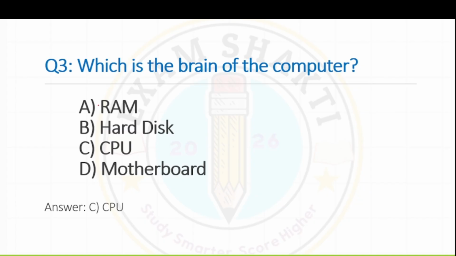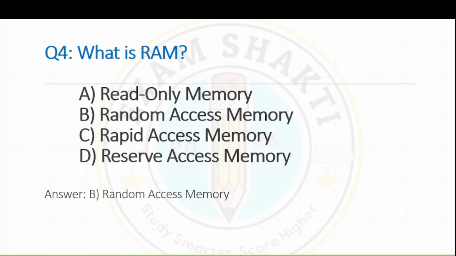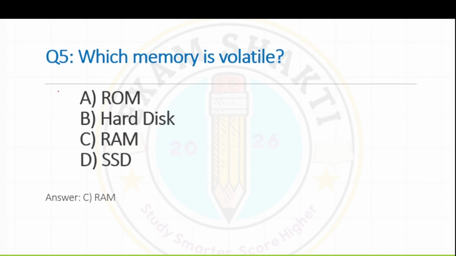Next question. Which is the brain of the computer? RAM, hard disk, CPU, motherboard. C, CPU. Next. What is RAM? Read-only memory, random access memory, rapid access memory, reserve access memory. B, random access memory. Which memory is volatile? ROM, hard disk, RAM, SSD. C, RAM.